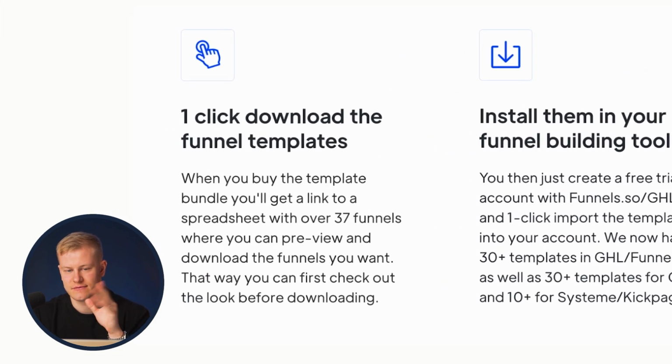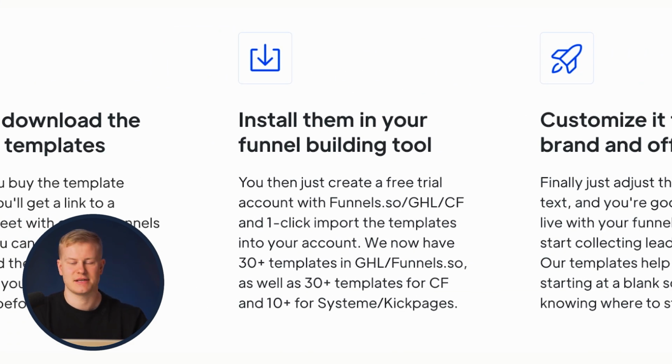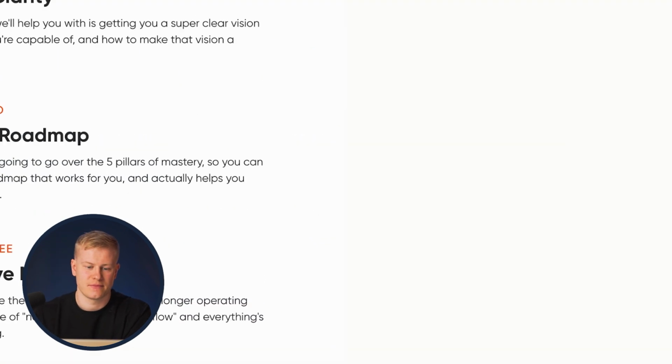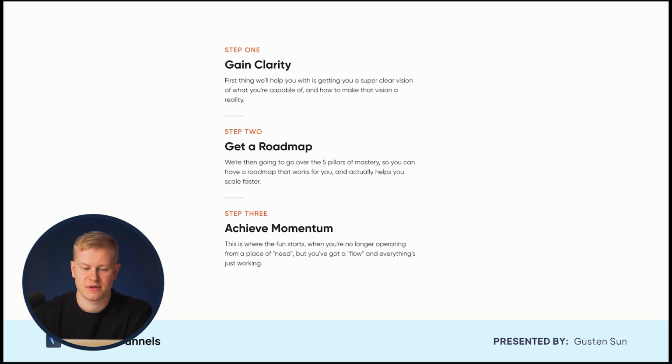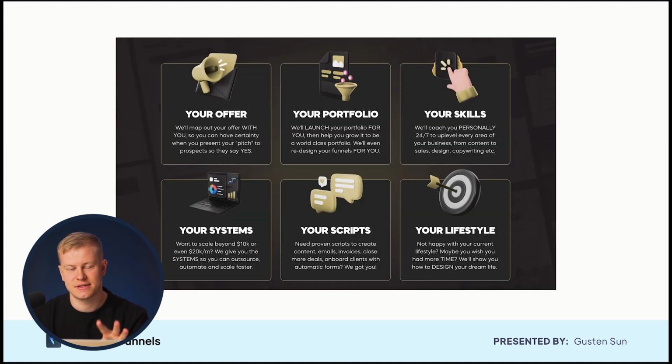Another way is like, first do this, download the templates, then do this, install and customize, then launch it and scale. Gain clarity, get a roadmap, achieve momentum. Carnivore, do this, here are the benefits of it. Is this simple? You've tried this, it didn't work, do this instead. Here are the 6 pillars you need to focus on in order to have your dream business.